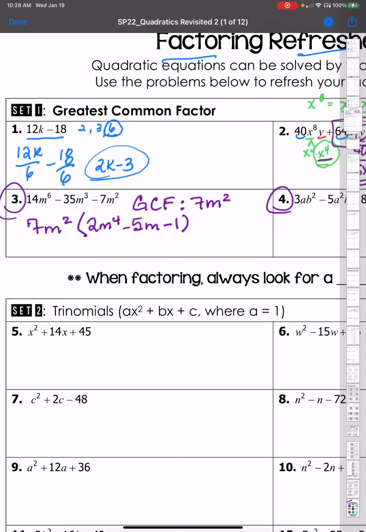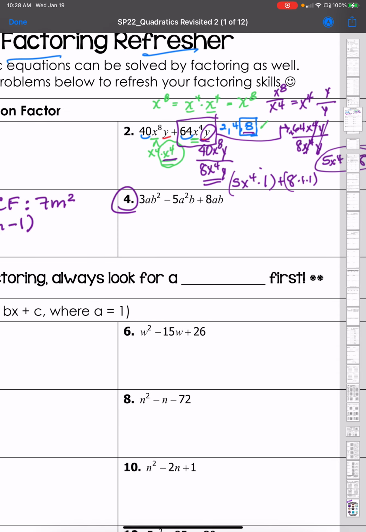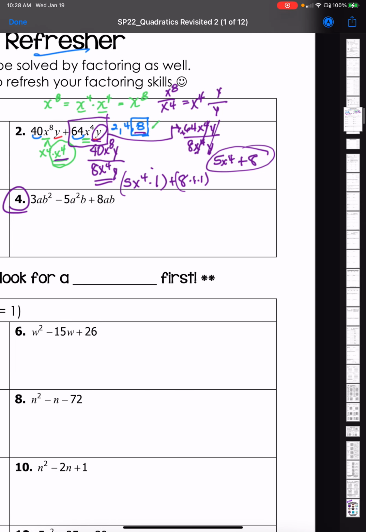On number 4, your greatest common factor should have been only the variables a, b, because there's not a greatest common factor between 3, negative 5, and positive 8. So therefore your answer would have been ab times (3b minus 5a plus 8).